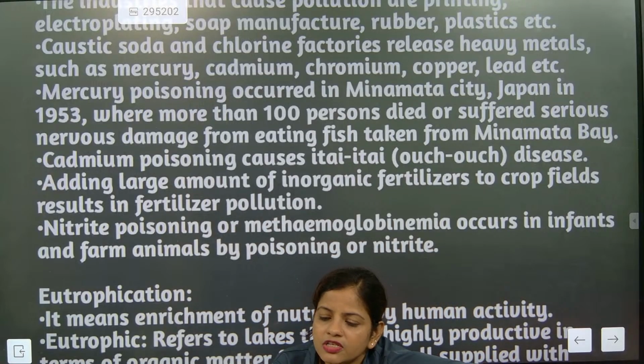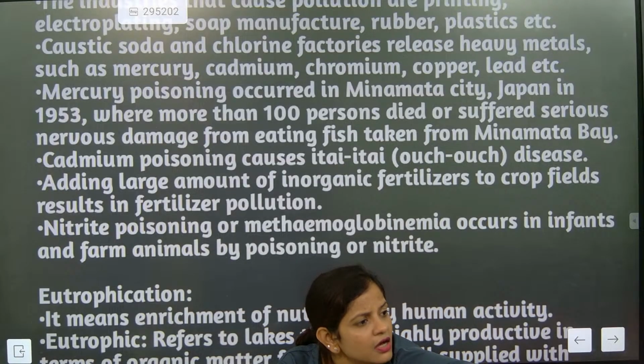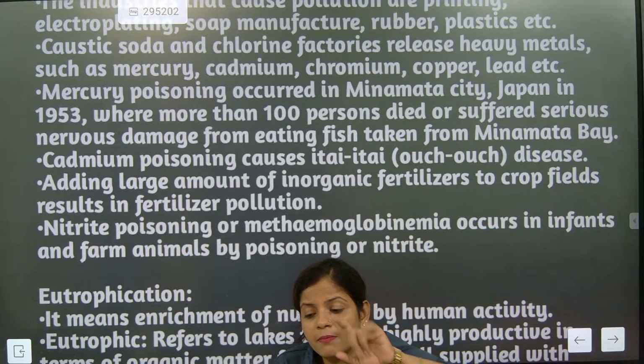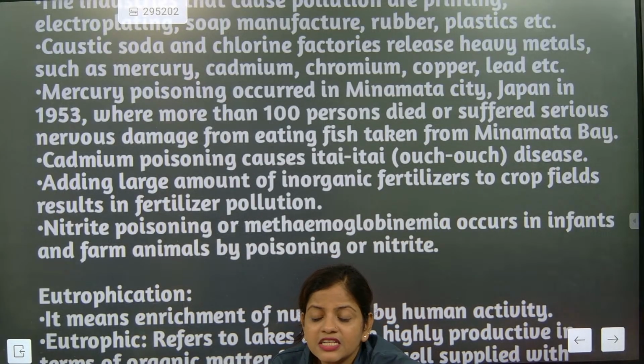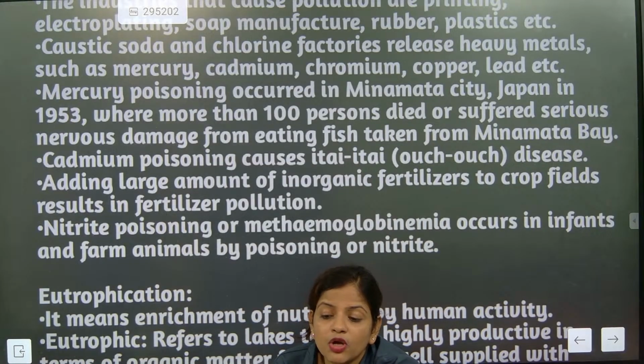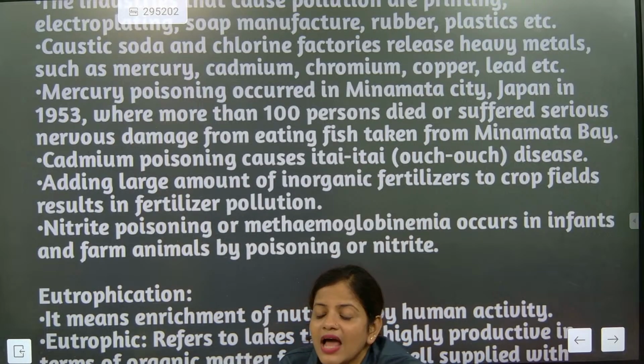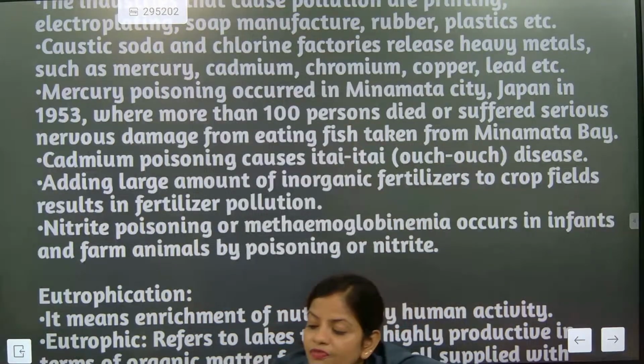Now, cadmium poisoning causes itai-itai, that is ouch-ouch disease. Adding a large amount of inorganic fertilizer to crops will result in fertilizer pollution. That's also not good. That is nitrite poisoning, or methemoglobinemia. It is a type of anemia that occurs in infants and farm animals by poisoning of nitrates. So write down these things. If you add these in your answer, it will definitely beautify your answer.